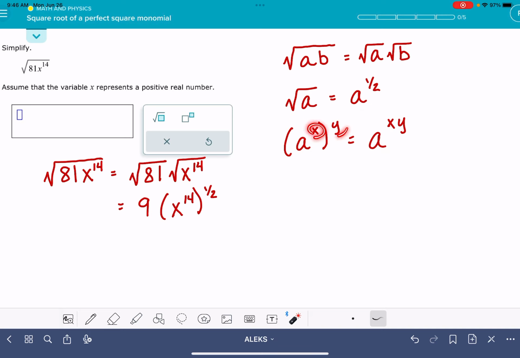I'm going to multiply the two exponents together, 14 times 1/2. That's going to give me 9x to the 7. 14 times 1/2, 14 over 2 is equal to 7, and that's the answer. That's a simplified answer to this problem.